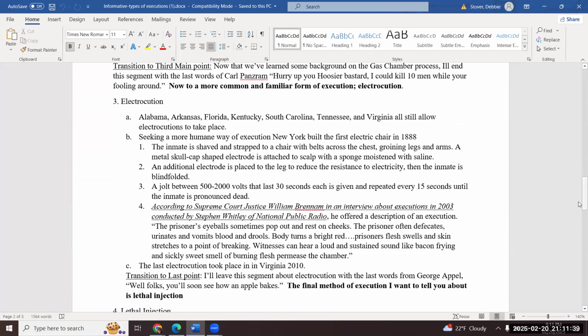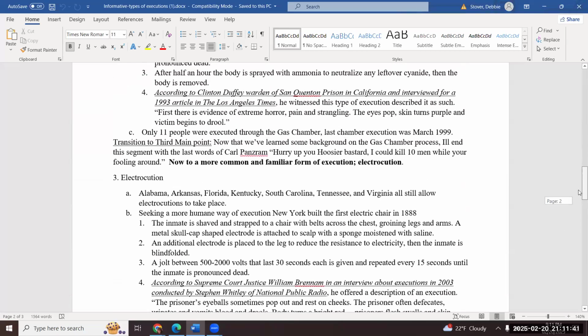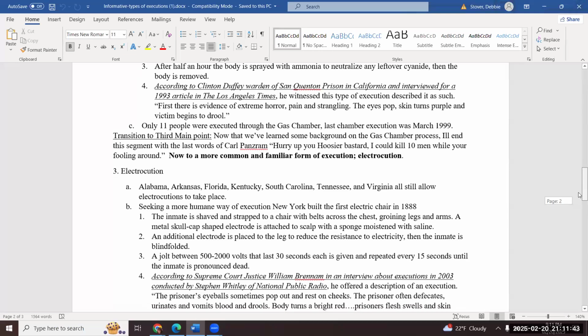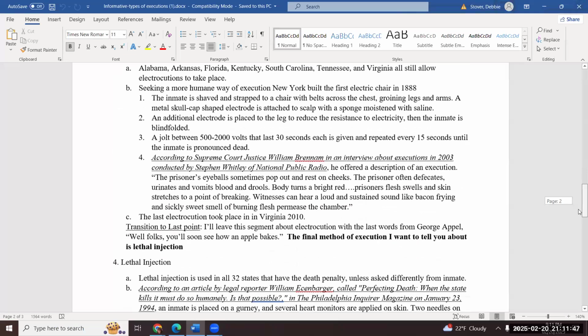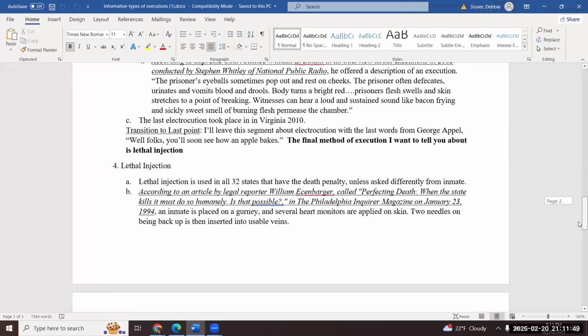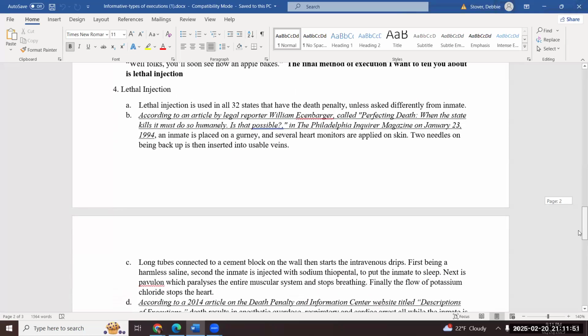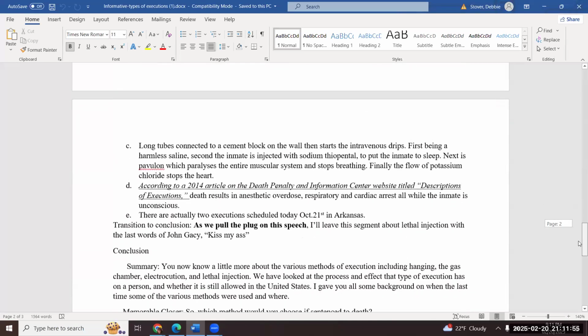Notice that there are transitions planned throughout all of these main points. Again, thinking of transitions as that roadmap, it is guiding us through the presentation. And then here we are at the last main point, lethal injection. And then that is the last main point.